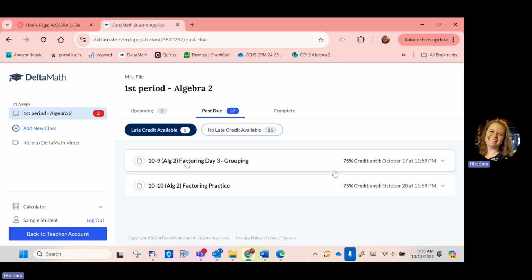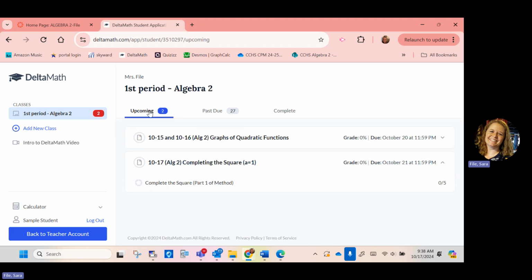One of them, the day 3 factoring by grouping, is only at 75% credit through tonight. So get that taken care of. If you don't see anything here with late credit available, that means you finished these already, so you're good to go. All right, so you have the rest of class to practice. You can work on whichever of those you feel is most pertinent. But pay attention to all those deadlines and don't let those go past.